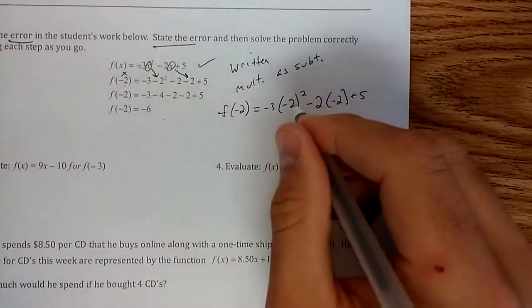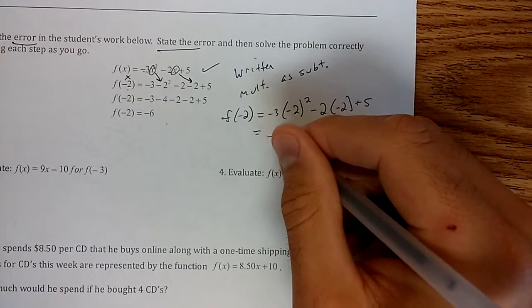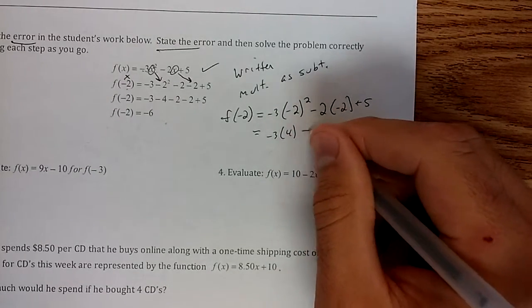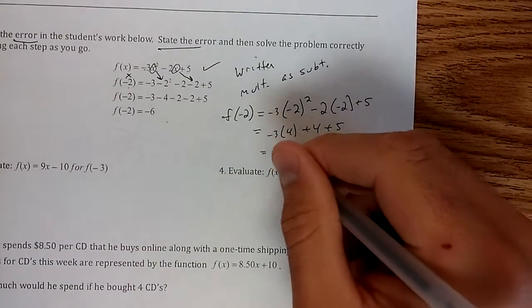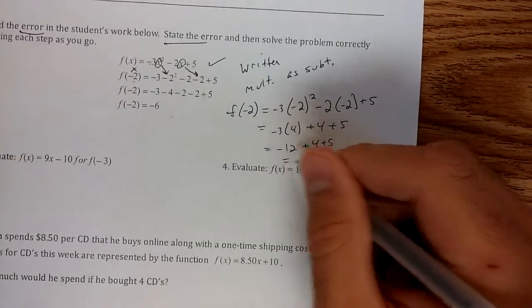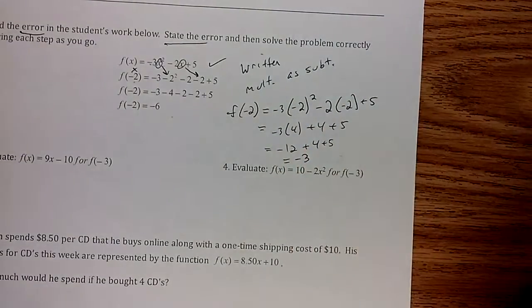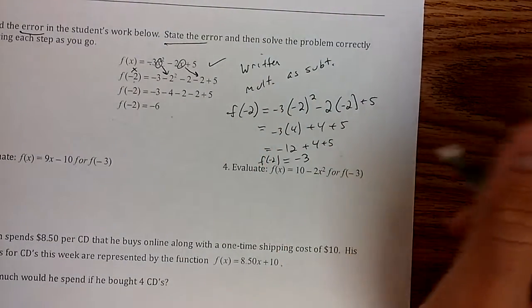And then now you can go ahead and start evaluating. -2 quantity squared is 4. So you have -3 times 4. -2 times -2 is a +4. Finally, -3 times 4 is -12. -12, 4, and 5, we're going to add up to make -3. So f of -2 is equal to -3.